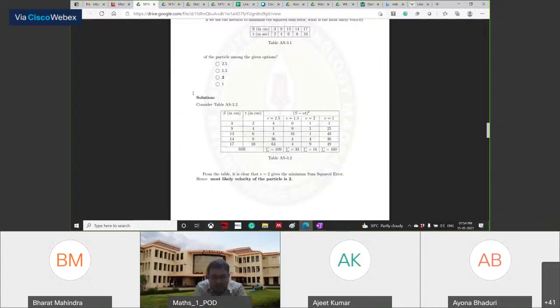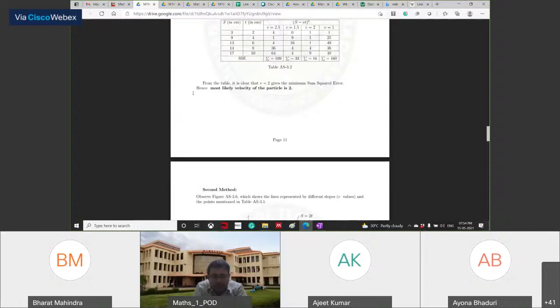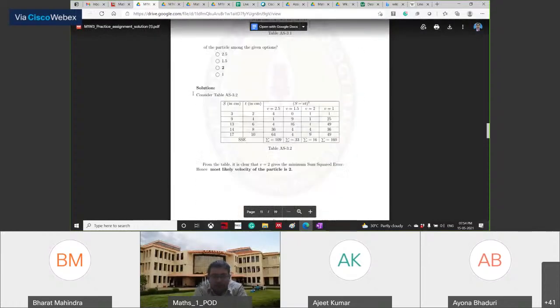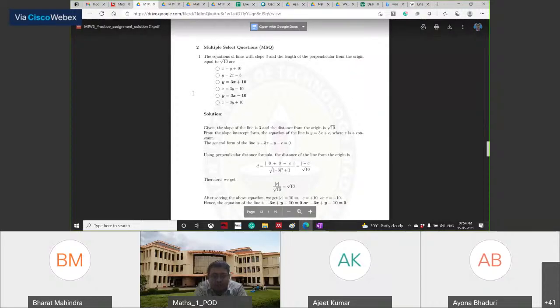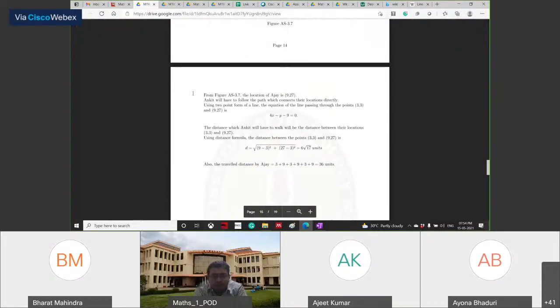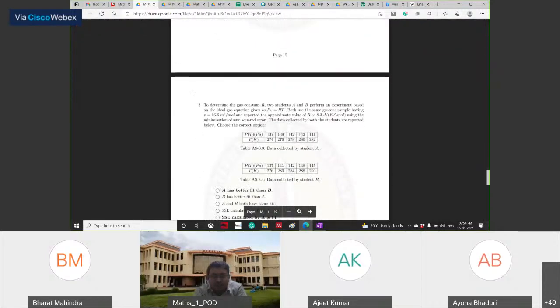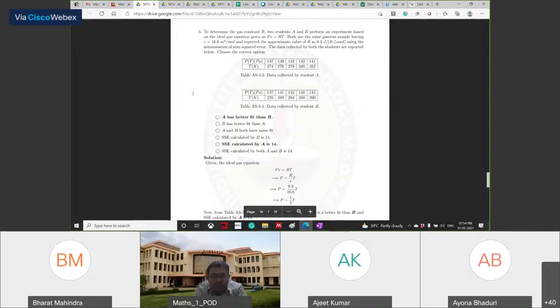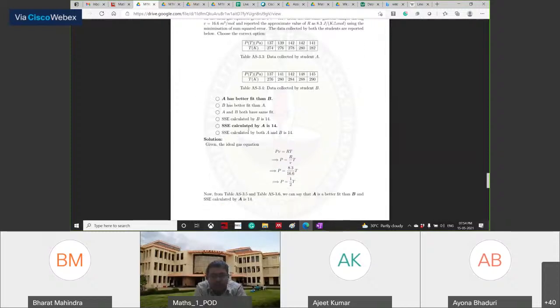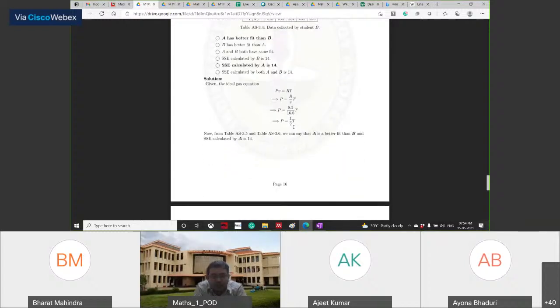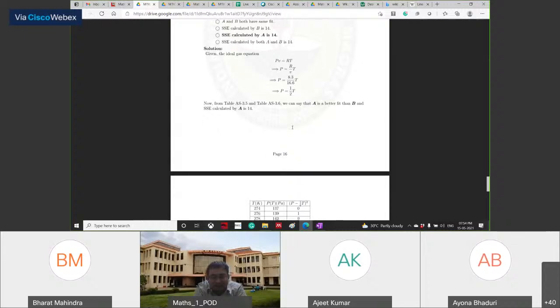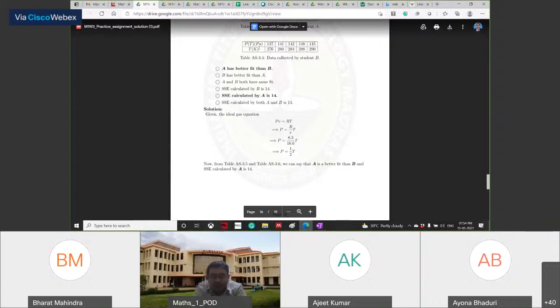Yes, I agree, question number 10. It should not. I'll have to check my values now, scroll back and check it. So this SSE calculated by A. This part you are telling, P equals to half of T? Yes, because the values are quite big. That's why this problem. Yeah, it's okay.